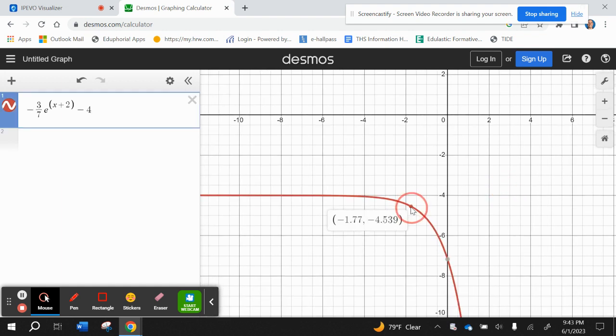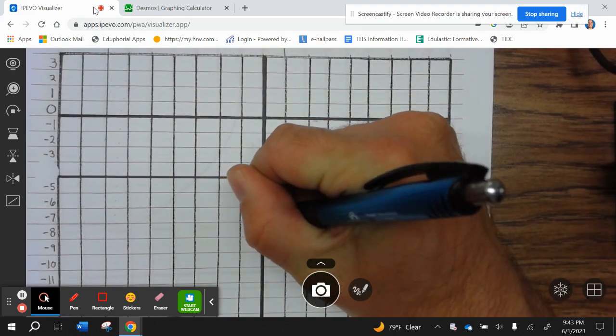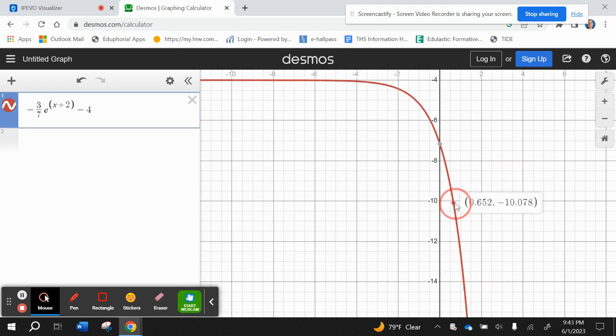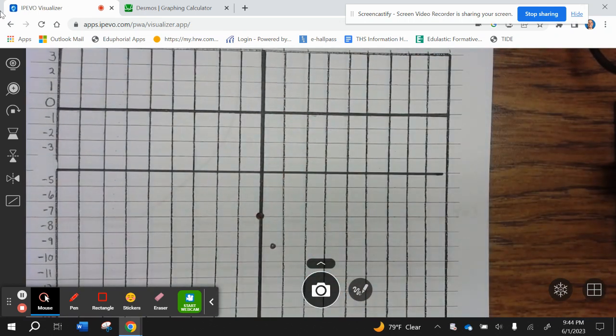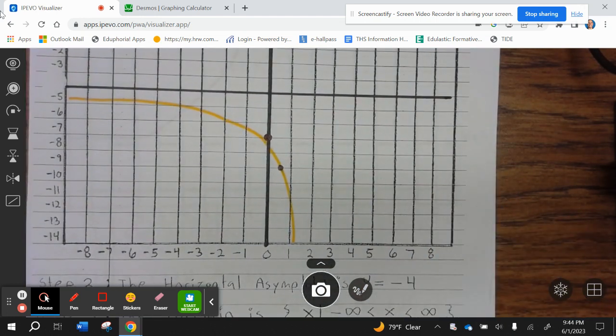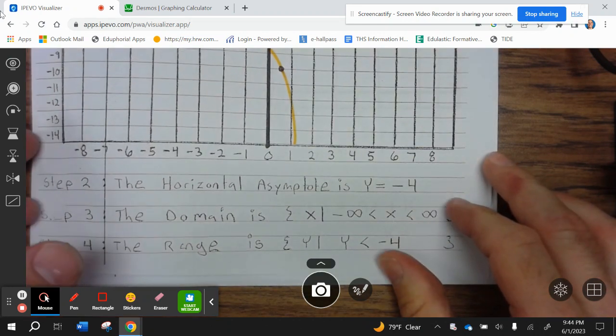So we can see our asymptote at negative 4. Let's see if we can get a point 0, negative 7. That's pretty close to negative 7. I'd say it's close enough to use that as a point. So 0, negative 7. All right, and then let's get one more point, something around here. I don't know, 0.5, negative 9. We can round that. So 0.5, negative 9 is about right there. So we know the curve is going to fall along the asymptote and then go down through those points. Go ahead and finish up your graph. The domain is negative infinity to positive infinity. The range is y less than negative 4. Let's take a look at the next example.